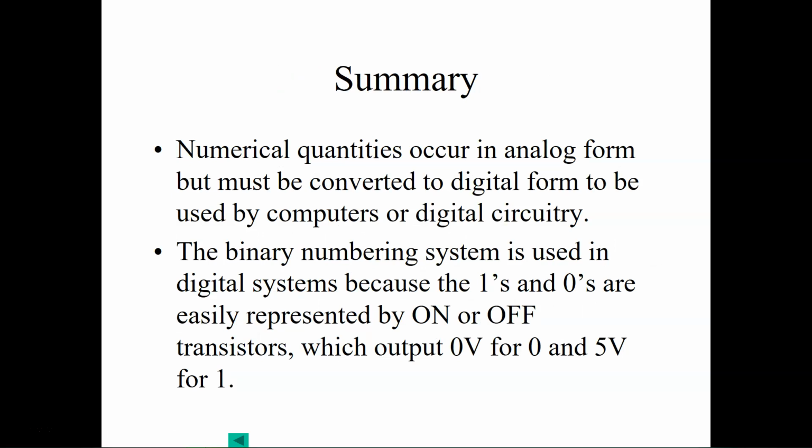So numerical quantities occur in analog form but are converted to digital for computer or digital circuitry. The binary numbering system is used in digital systems because the ones and zeros are easily represented by on-off transistors. Their output voltages range from 0 to 5 volts. So if you get 0 volts, you have 0. If you have 5 volts, it creates your 1.